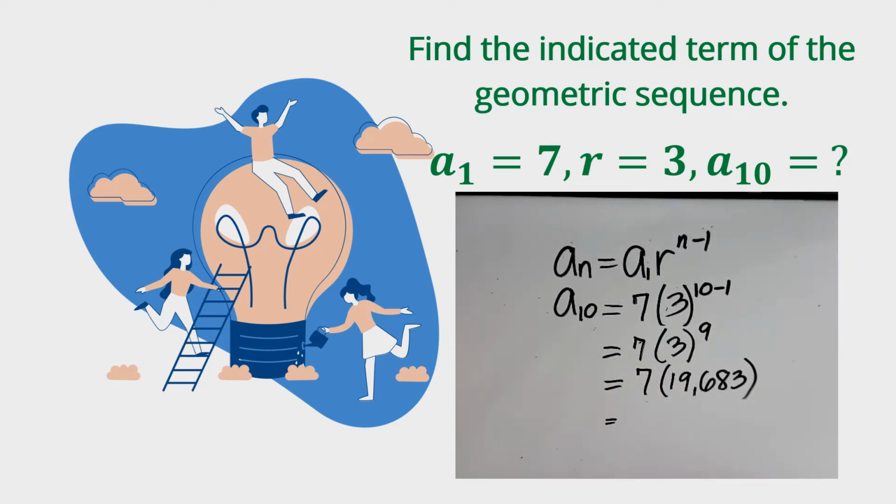Alright. And then, lastly, we will multiply these two numbers. So, 19,683 times 7, the answer would be 137,781. Therefore, the 10th term of the given geometric sequence is 137,781.